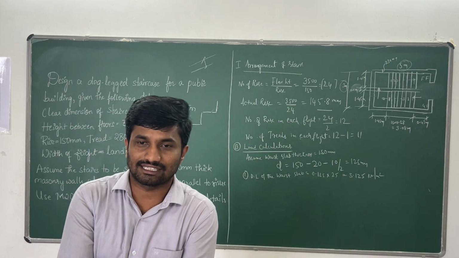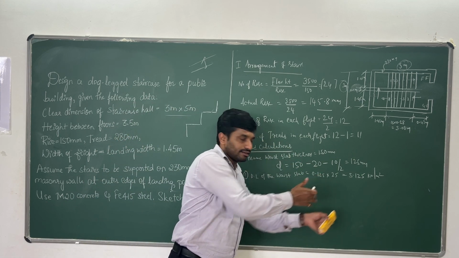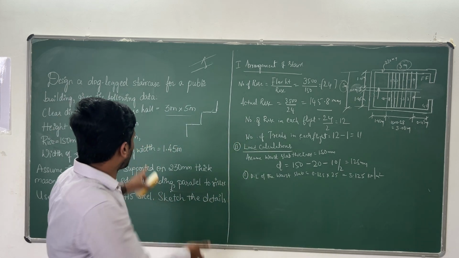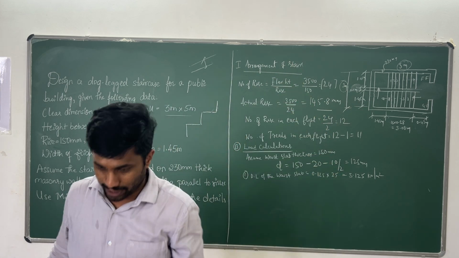This is the first thing, dead load. First we computed the waist slab thickness, then using the density of concrete we multiplied it, and we get the dead load of the waist slab. The load along this direction is 3.125 kilonewton per meter square.